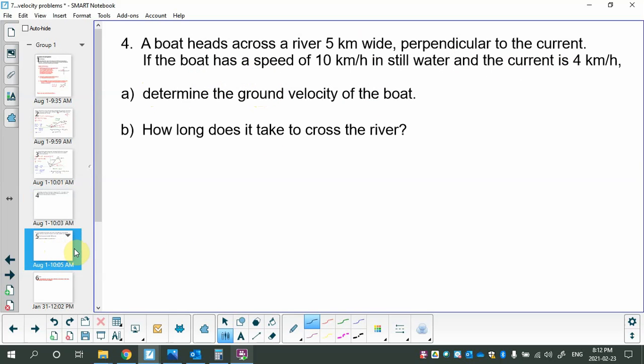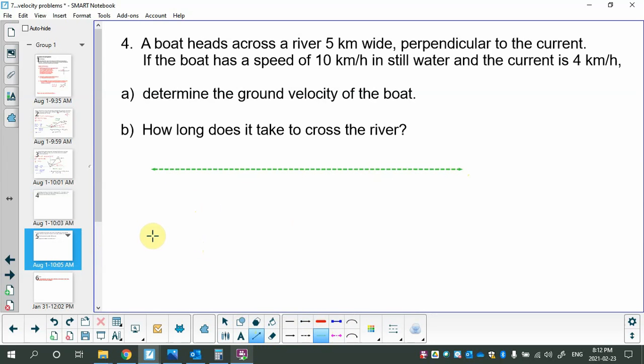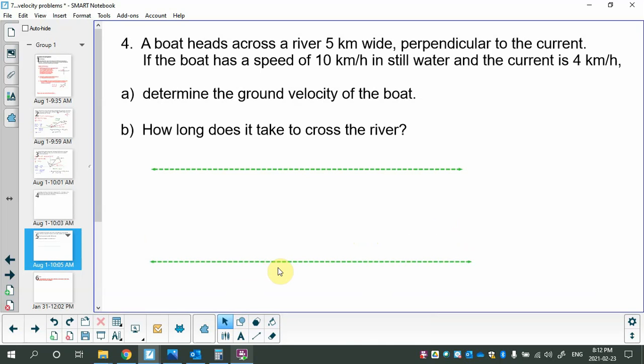Here is the last question we do. And I really like this. I know I always say that, but I really like this because it actually makes me know who really knows what's going on when all of a sudden it's not about a plane, it's about a boat. So, a boat heads across a river 5 kilometers wide, perpendicular to the current. So, I'm going to make the most perfect river there is, a completely straight banked river. So maybe it's a canal.